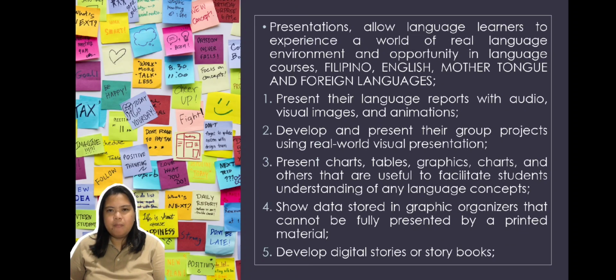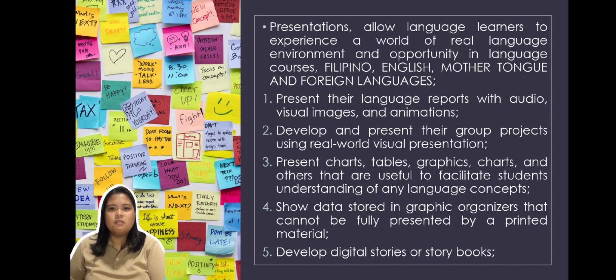So, the presentations allow language learners to experience a world of real language environment and opportunity in language courses, such as Filipino, English, mother tongue, and other foreign languages. So, we have also the benefits of this.